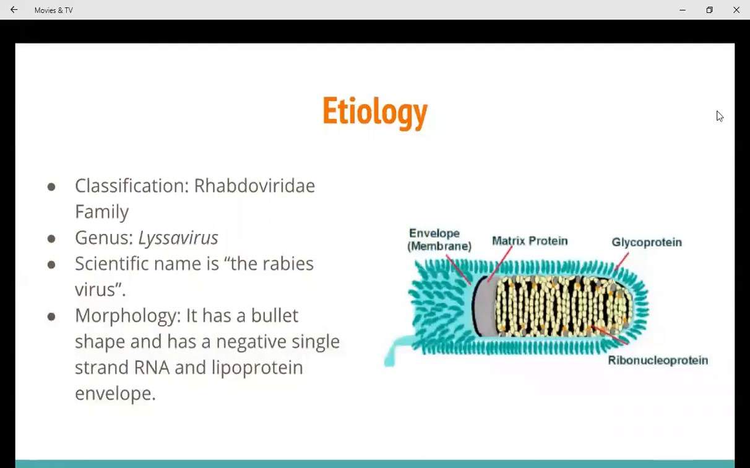Etiology. Rabies is classified in the Rhabdoviridae family, which includes the lyssavirus, ephemerovirus, and vesiculovirus, which are all genera for animals. The rabies genus is the lyssavirus, and the scientific name is just called the rabies virus. Remember that since a virus is not considered living, that's why it has a genus and not a species name.